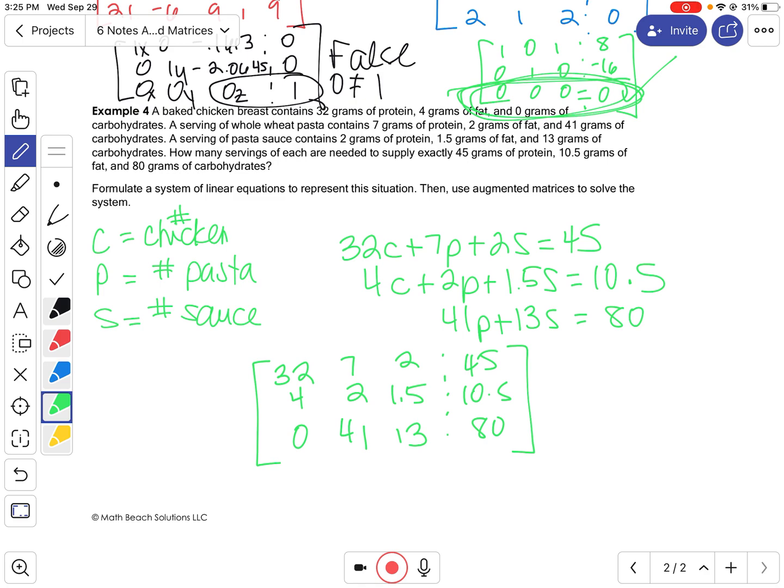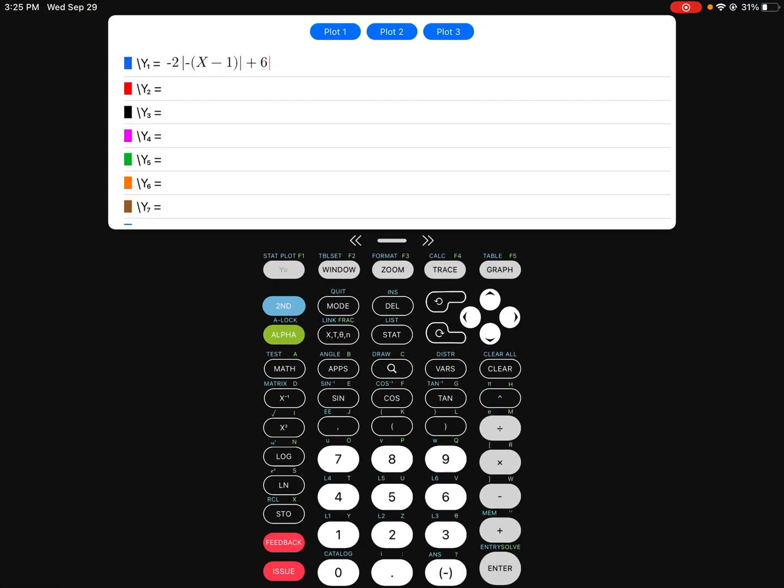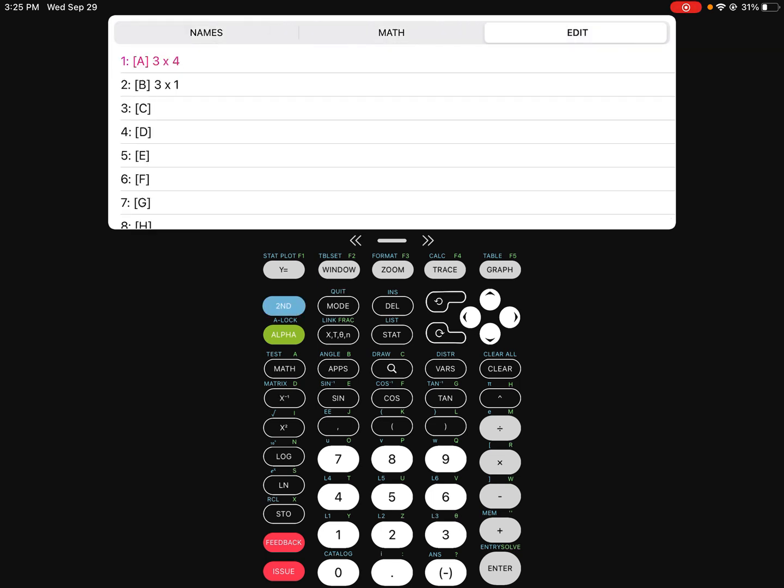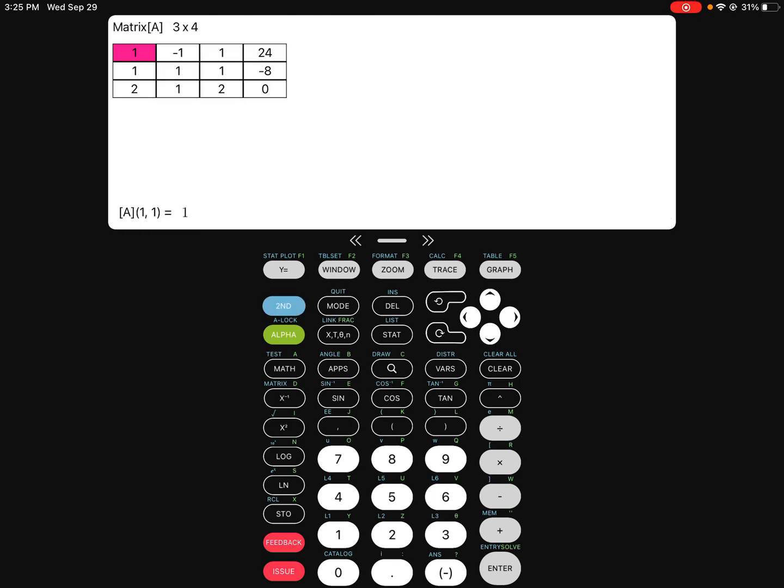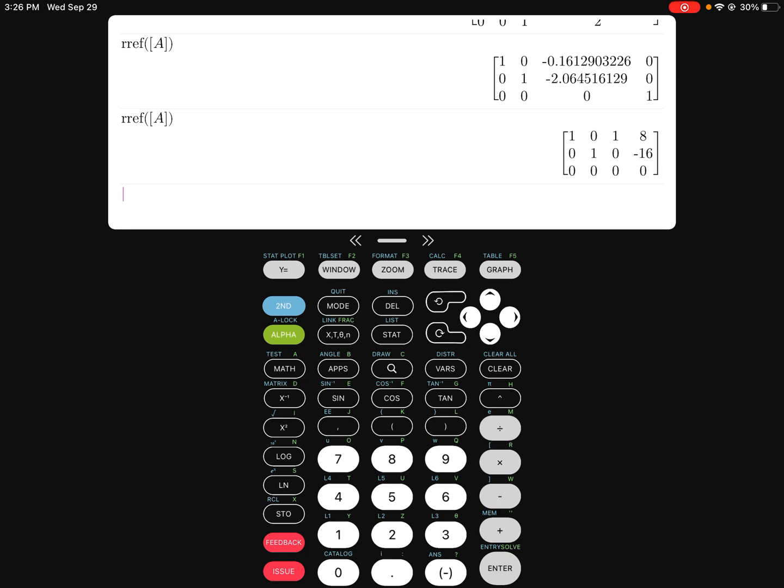Okay, so we're going to plug this into the calculator. Second matrix, edit. It's a 3 by 4. We're typing it in. That would be 32, 7, 2, 45, 4, 2, 1.5, and 10.5. 0, 41, 13, and 80. So second quit, you're doing the same thing, and then this is what you get.